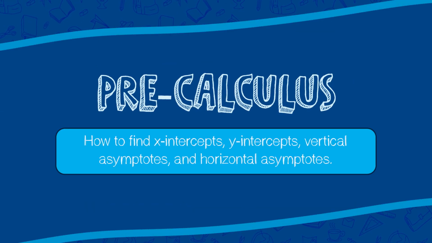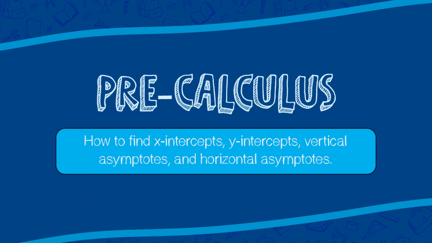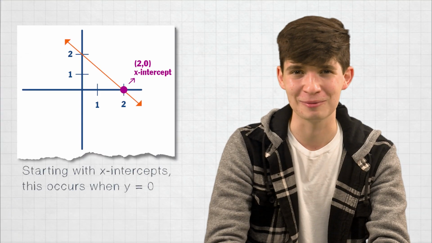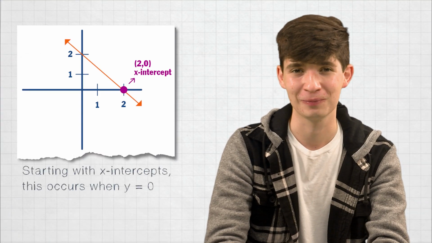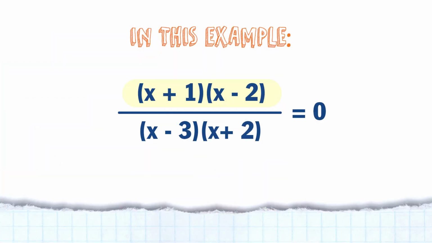Today we're going to review graphing typically used in pre-calculus, specifically going over how to find x-intercepts, y-intercepts, vertical asymptotes, and horizontal asymptotes. Starting with the x-intercepts, this occurs when y equals 0. In this example, we're going to set the equation equal to 0 and solve for x.